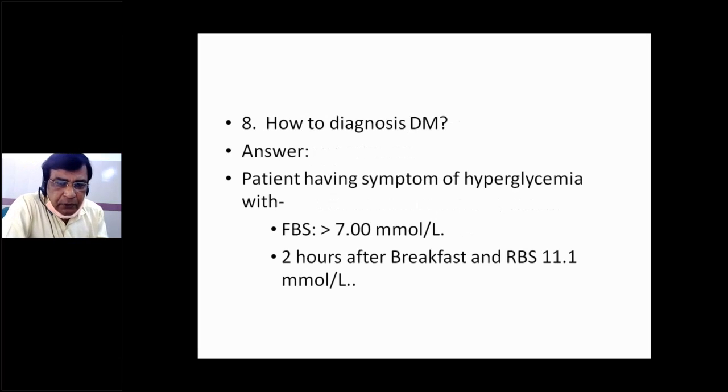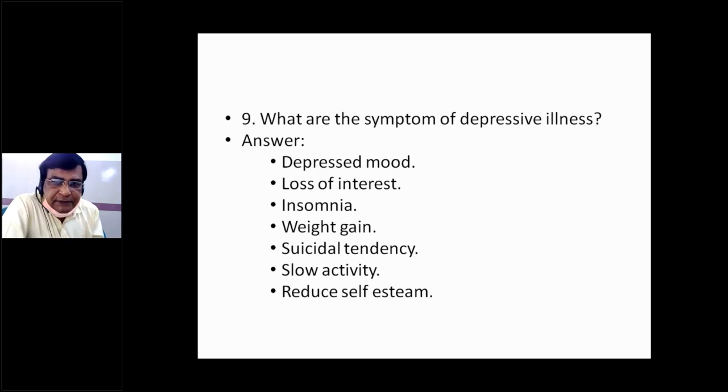How to diagnose diabetes mellitus? A patient having symptoms of hyperglycemia, that is polyuria, polydipsia, and polyphagia, with fasting blood sugar 7 millimole or more, and 2 hours after breakfast or random blood sugar 11.1 millimole or more, then the diagnosis of diabetes mellitus is made.